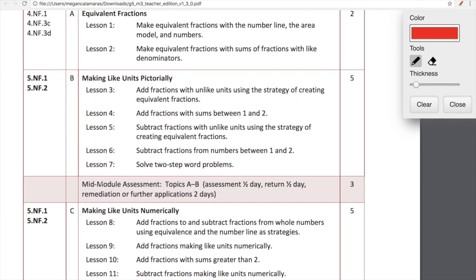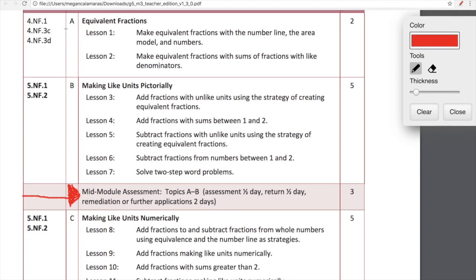We will have our mid-module assessment. You can see that right here. We will have our mid-module assessment right after lesson 7. I don't have my pen hooked up, so I'm just doing this with my mouse pad.